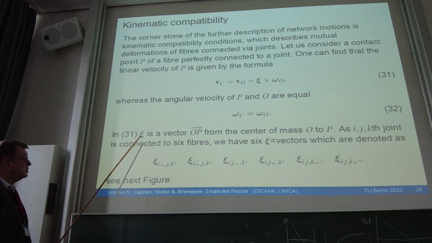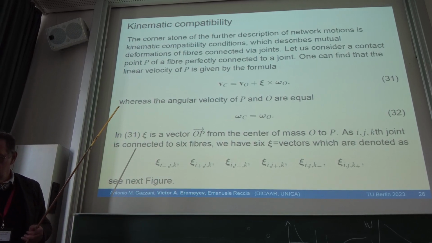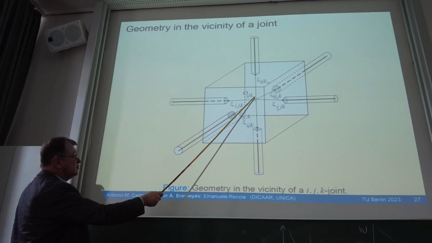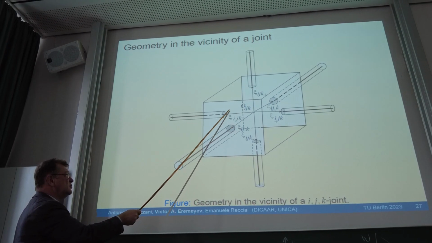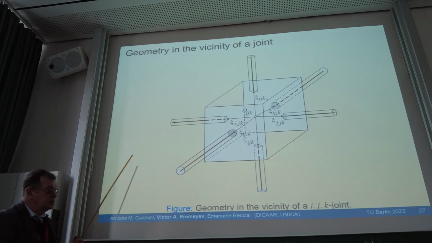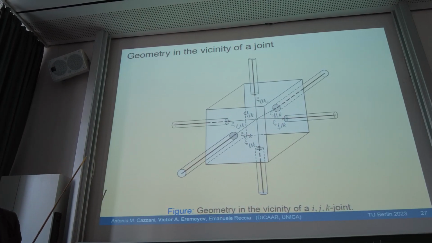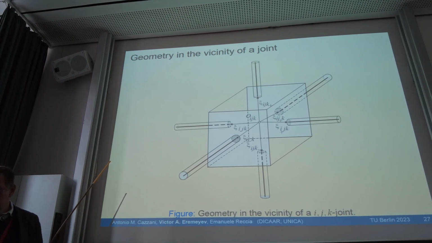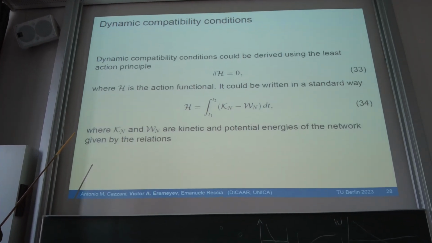And what is xi here? Xi is a vector, and we have a lot of them, and it is very simple. You have the center of mass, and these are the vectors going from the center of mass to the centers of these fibers. So it's just geometrical vectors. It should be small because it depends on the size of the joint.